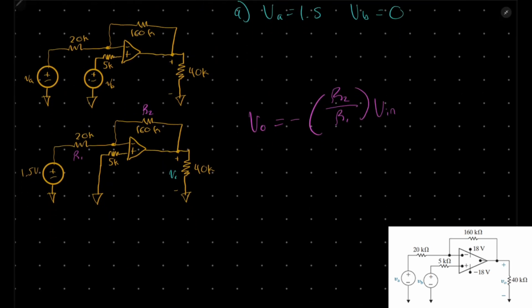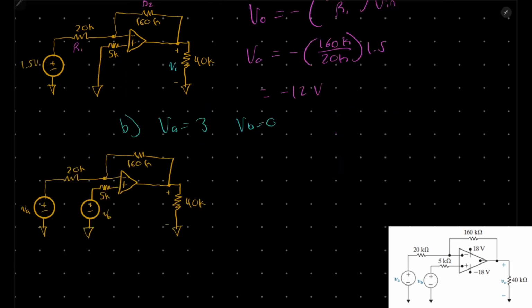So we'll just plug in our resistor values to get negative 160K over 20K times our V in, which is 1.5 volts. So we will just plug that into our calculator. 160K divided by 20K times 1.5. And we get negative 12. And that is our answer for part A.